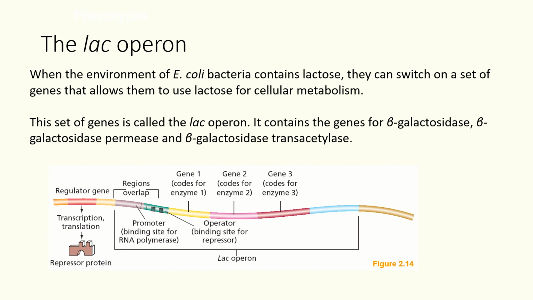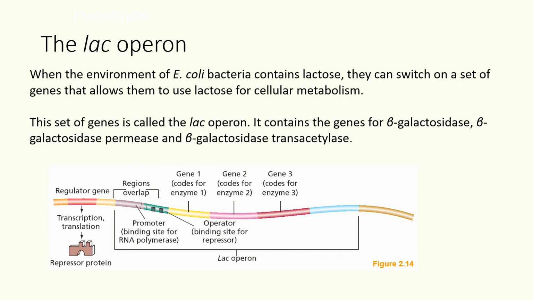So the example here of our lac operon, when this E. coli bacteria is in an environment that contains lactose, it can switch these genes on. And you can see in the image, we've got three different genes here. Okay, one for beta-galactosidase, beta-galactosidase permease, and beta-galactosidase transacetylase. So these three enzymes are coded by these three genes that are all controlled together, which pretty much makes sense because you only need one of them if you need all of them when lactose is present.